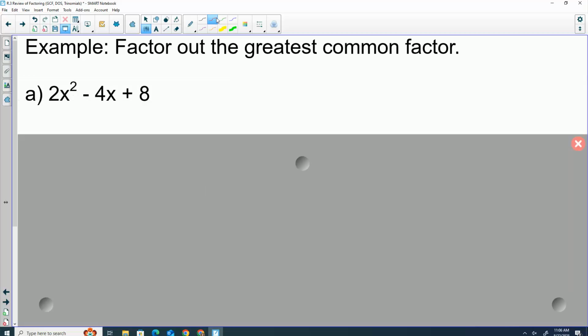Greatest common factor is looking at what every term has in common. When I look at this problem, how many terms are there?